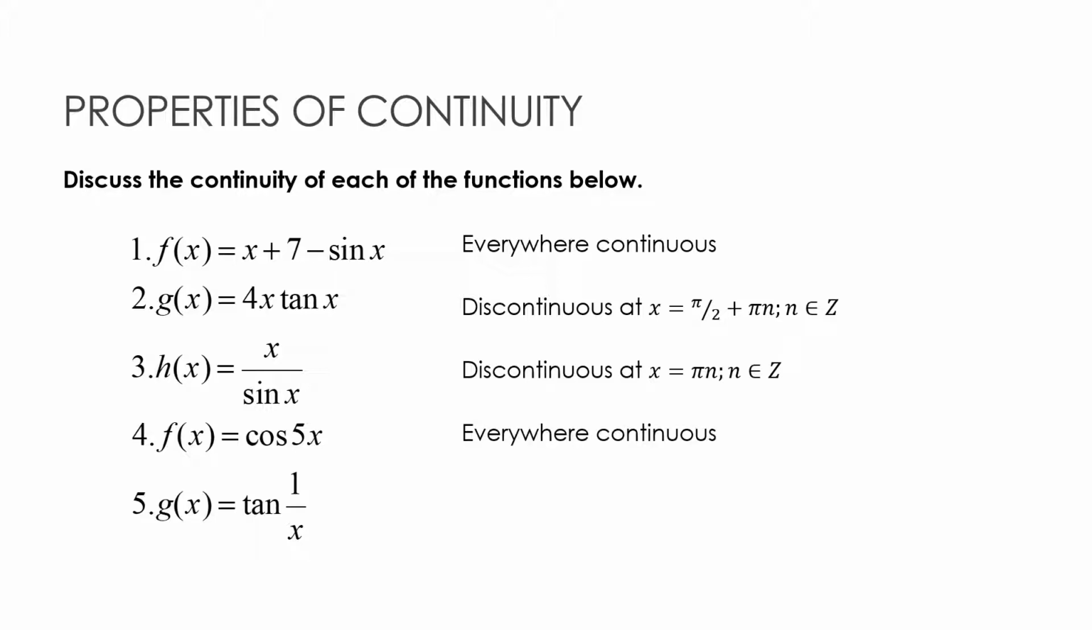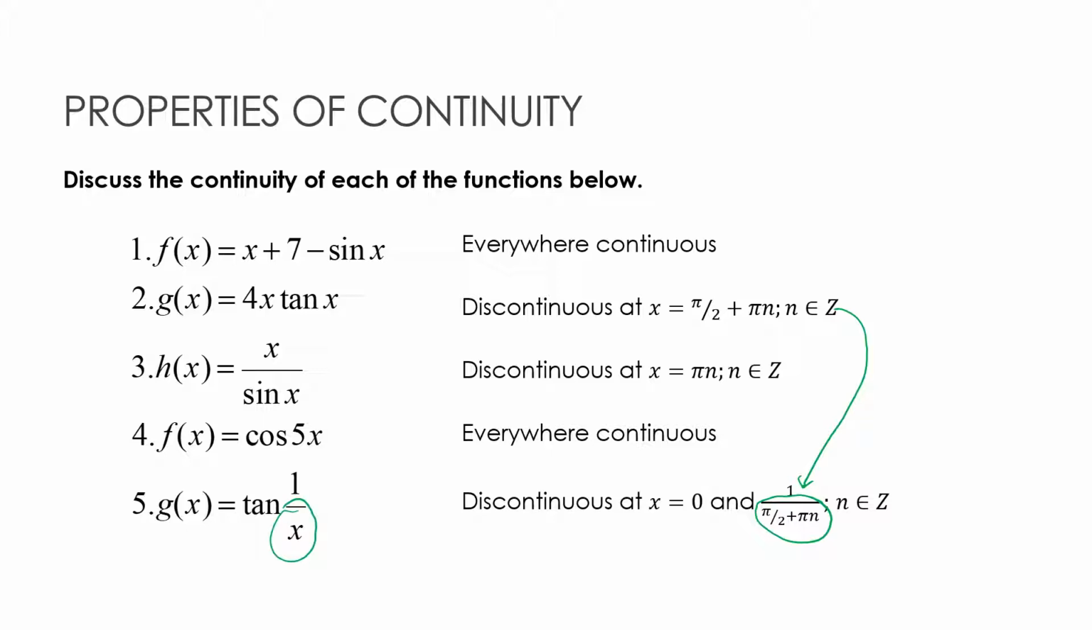Cosine is a continuous function. There are no asymptotes. It does not matter that I'm multiplying it by 5. It is the same function. And then tangent of 1 over x is discontinuous where 1 over x would normally be discontinuous just regularly. So we get the idea. Again, notice these two things are the same. I've just put one of them in the denominator since that's the denominator here.